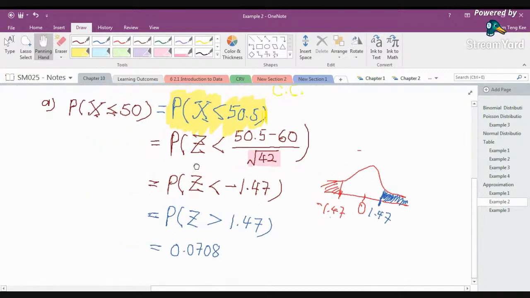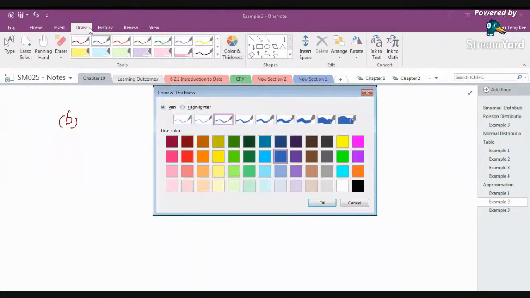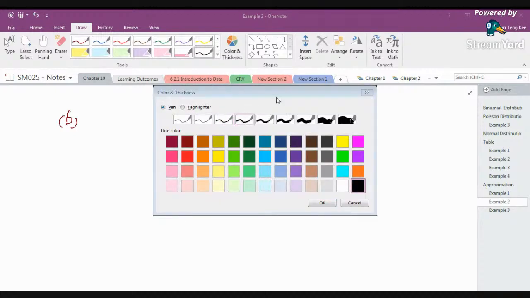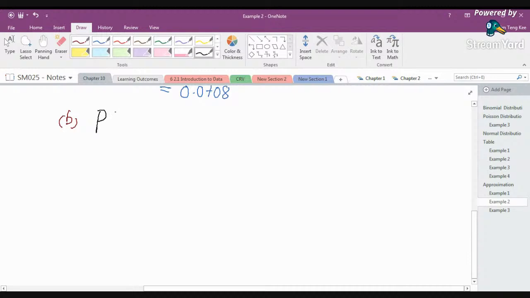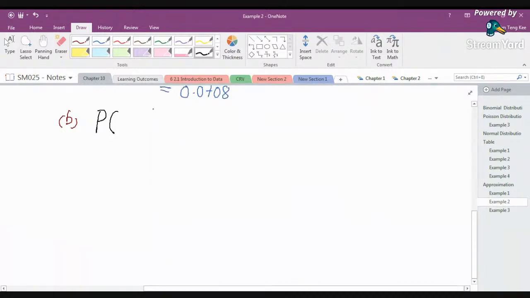Okay, then we proceed to part B. For part B, we would like to calculate the probability of X greater than 60, P(X greater than 60).